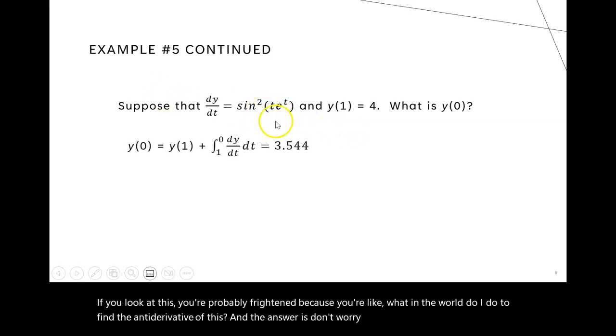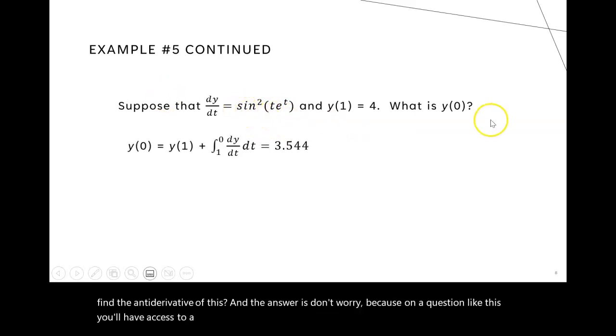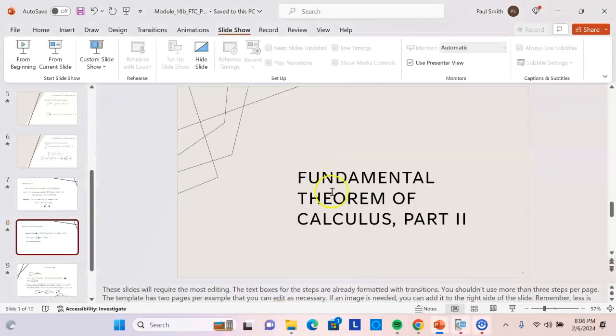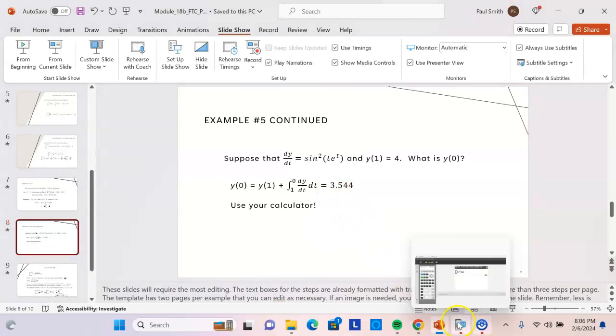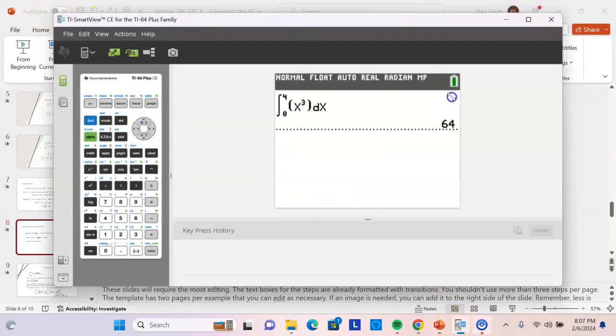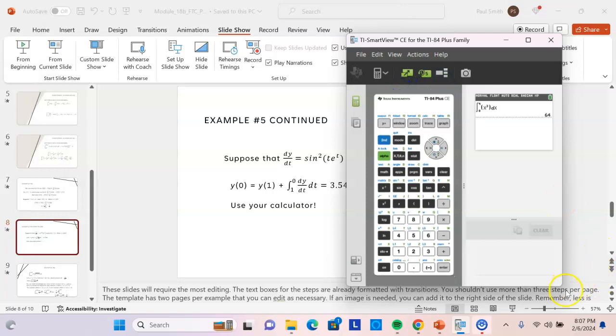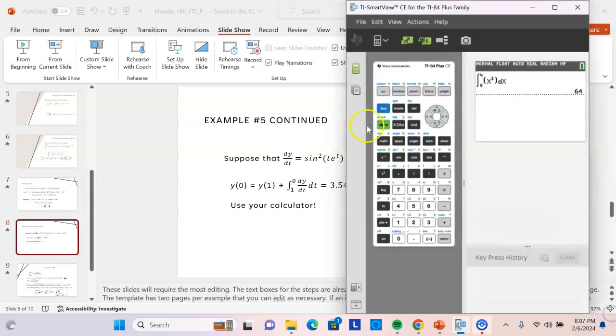Because on a question like this, you'll have access to a calculator. And just as a little reminder, when we went through definite integrals, there was a nice button on your calculator to actually help you find antiderivatives. And that is our good old friend, math number 9. So let me show you what's going on with this.